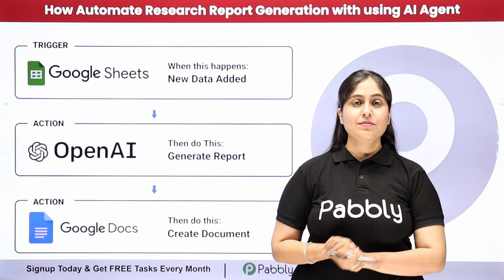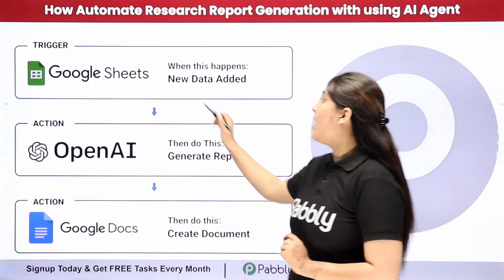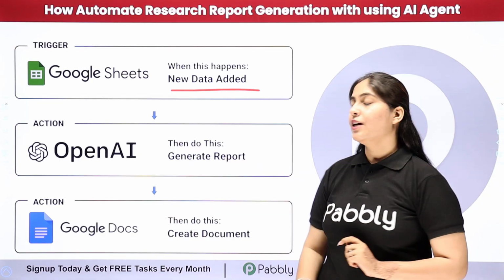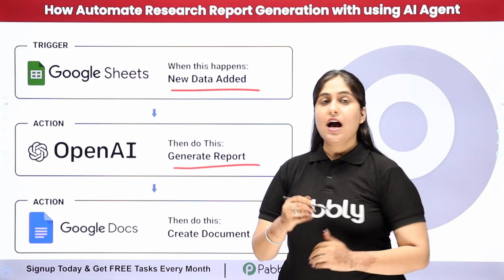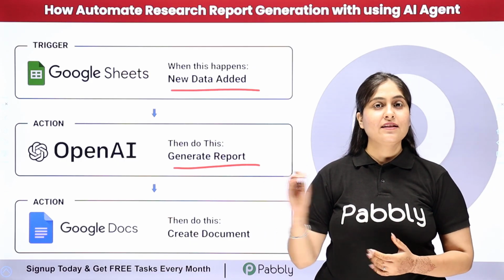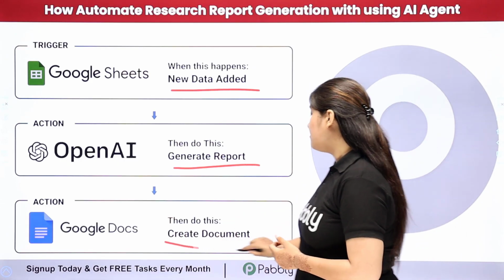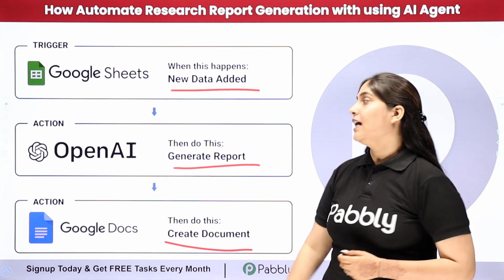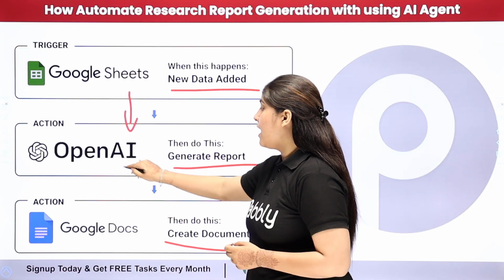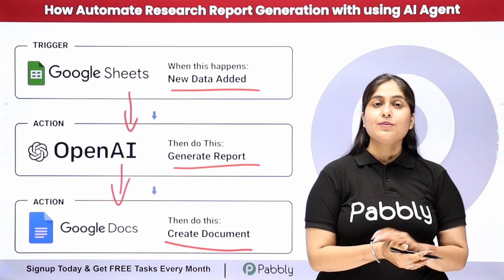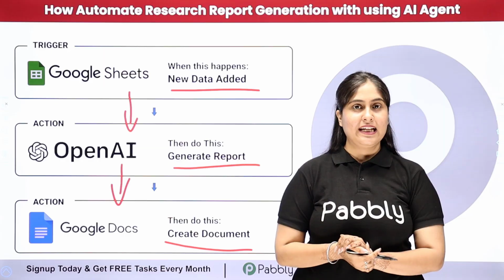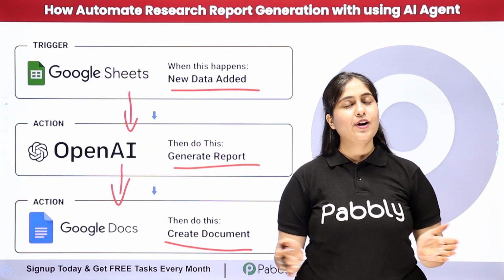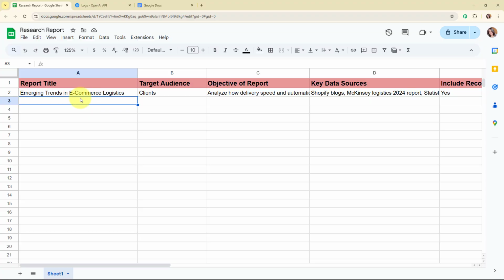So as a researcher, my objective is that whenever I add a new detail in my Google Sheets, then automatically using the details, OpenAI should generate the research report. And after generating the report, that should be saved as a new document in my Google Docs account. So to automate the entire process, I need to connect my Google Sheets with OpenAI and Google Docs using an automation software named Pabbly Connect. So to see the working of this automation and to learn this process step by step, let me take you to my screen. Welcome to my screen.